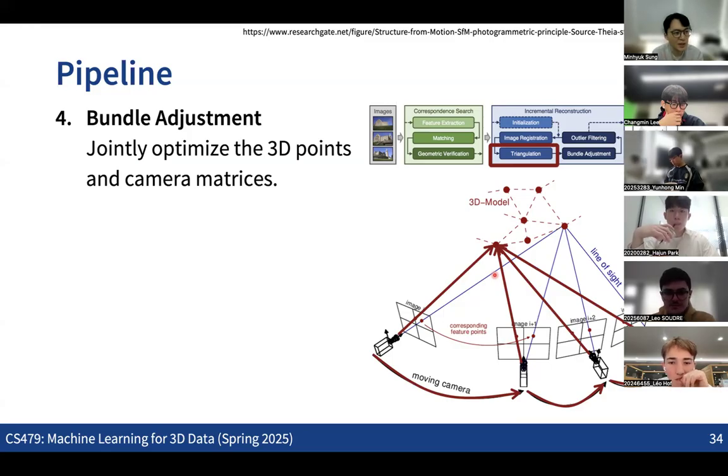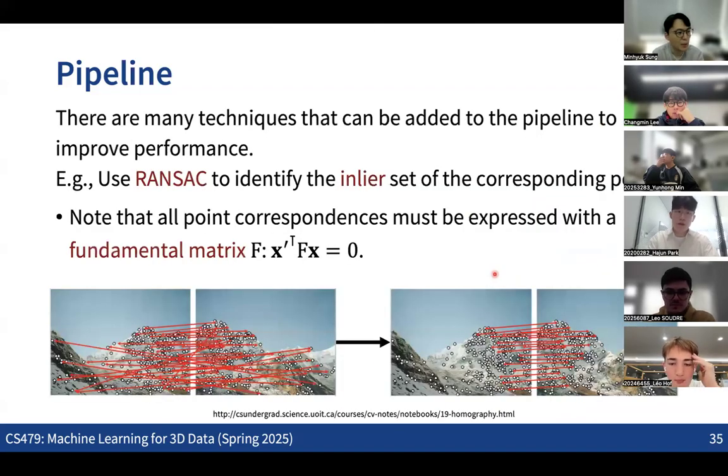So these are some of the components in structure from motion. For every step, there are quite many things that we can discuss, while we are not going to discuss any details there. And there are also many tricks that we can use to improve the accuracy. For example, we can consider using RANSAC to find the inlier set of the corresponding points.